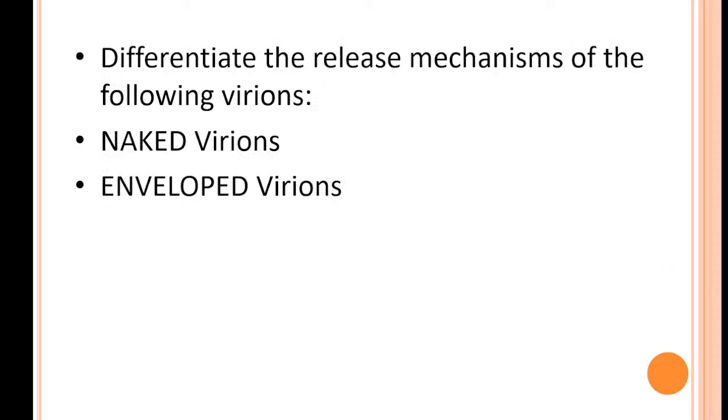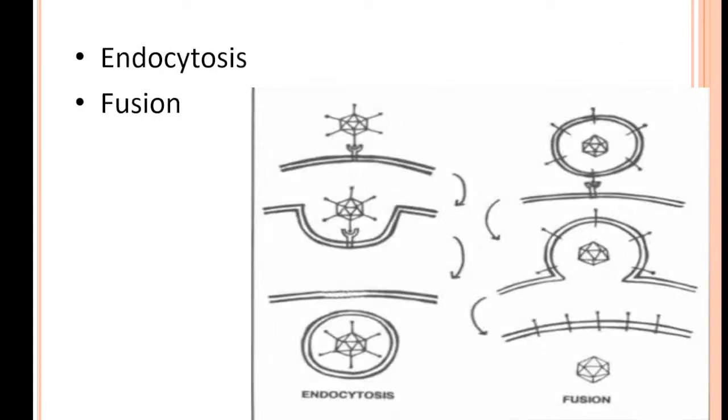Now, how do we differentiate the release mechanism of naked and envelope virions? Naked virions undergo exocytosis. Enveloped virions are released from the host cell by budding. Okay, and what is much more dangerous for the cell? What causes the cell to die much faster? Exocytosis.